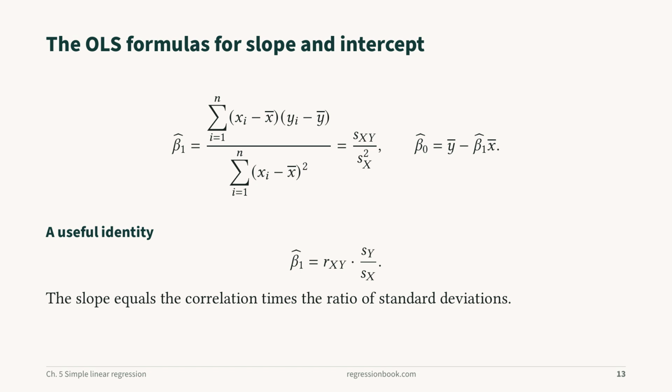The formulas. The slope is the sum of cross products of deviations over the sum of squared deviations in X. Sample covariance over sample variance. The intercept anchors the line through the means. And keep the identity at the bottom in view: the slope equals the correlation times the ratio of standard deviations, the bridge between Chapter 4 and this one.